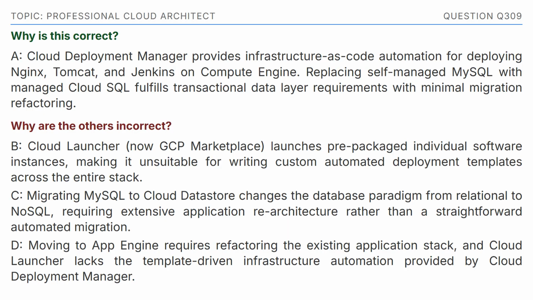Why are the others incorrect? B. Cloud Launcher, now GCP Marketplace, launches pre-packaged individual software instances, making it unsuitable for writing custom automated deployment templates across the entire stack. C. Migrating MySQL to Cloud Datastore changes the database paradigm from relational to NoSQL, requiring extensive application re-architecture rather than a straightforward automated migration. D. Moving to App Engine requires refactoring the existing application stack, and Cloud Launcher lacks the template-driven infrastructure automation provided by Cloud Deployment Manager.